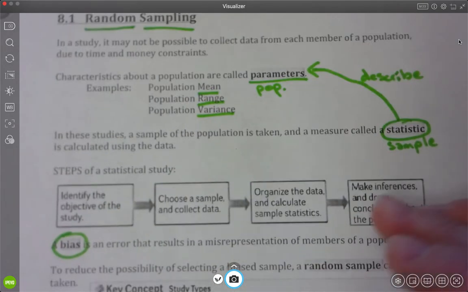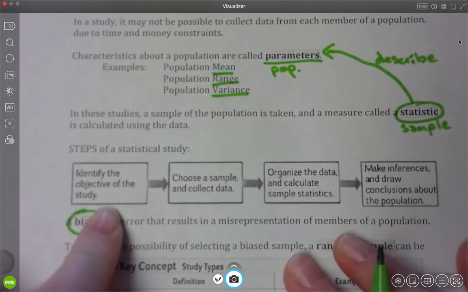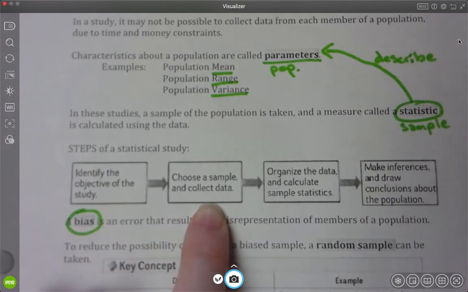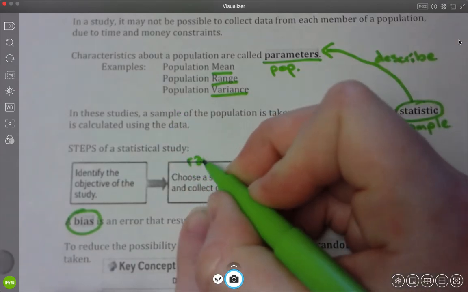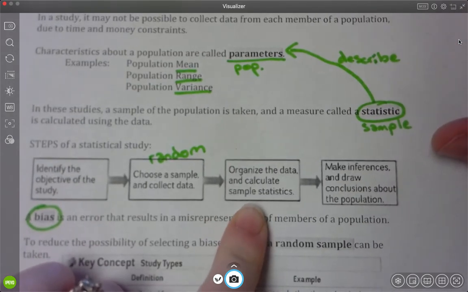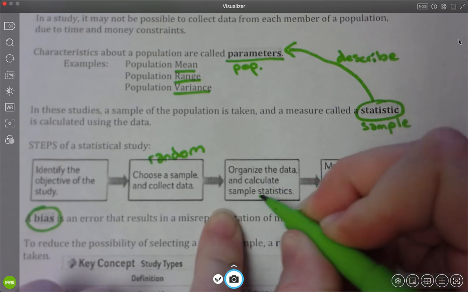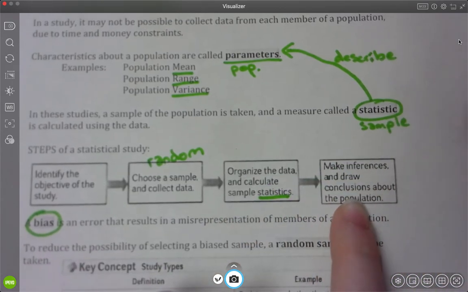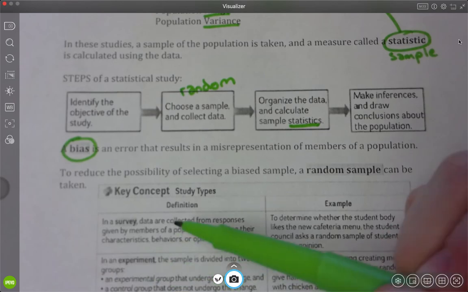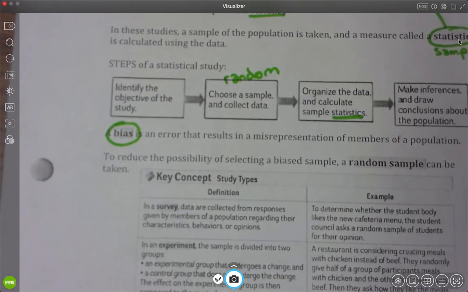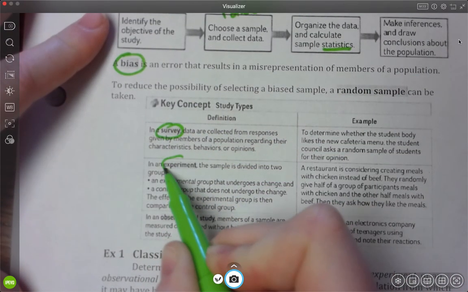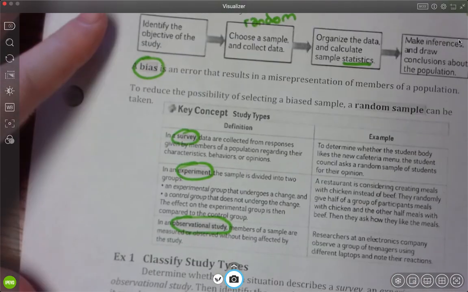Okay, so the steps that I'm going to take for a statistical study: I want to first identify what I'm trying to get out of this study. Then I'm going to choose my sample, and I'm going to do that as randomly as possible. So I want a random sample. Okay, then I'm going to organize the data. I'm going to find the mean, median, mode, whatever stats that I'm going to need, and then I'm going to use that to talk about my population. Okay, and so all right, there are a couple different things that I can do to study data, and that is taking a survey, conducting an experiment, or doing an observational study. Okay, so those are kind of the three types that we're going to talk about.